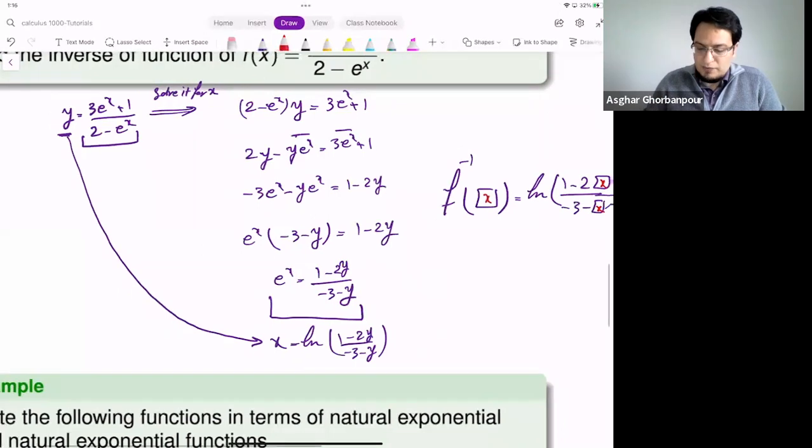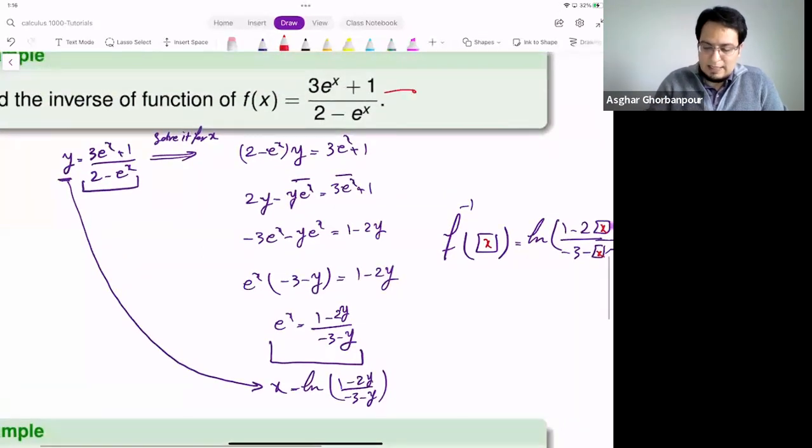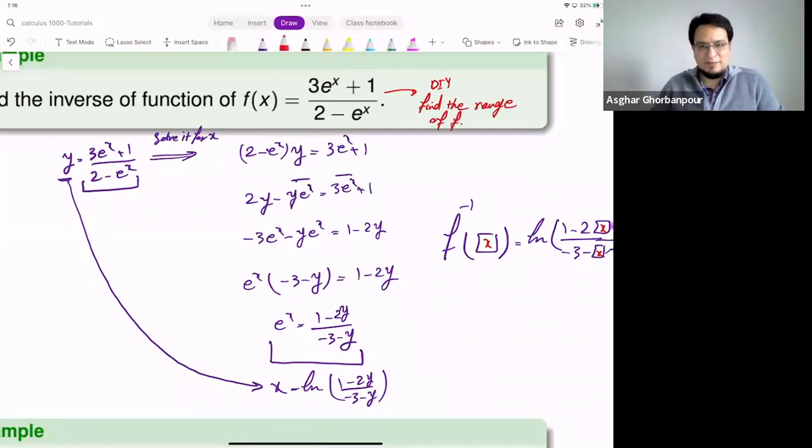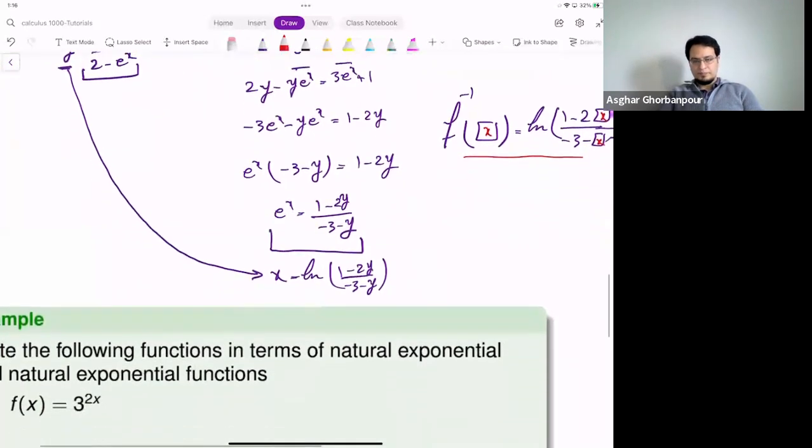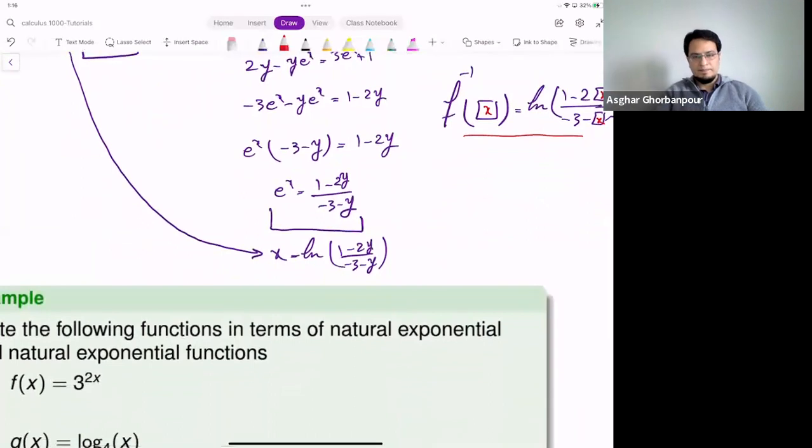A very good question for this guy, which I will leave for you, is to find the range. This is a very nice question for this function. We already found the F inverse. If you find the domain of that, that is the range of the original function F. Any questions, any comments here?